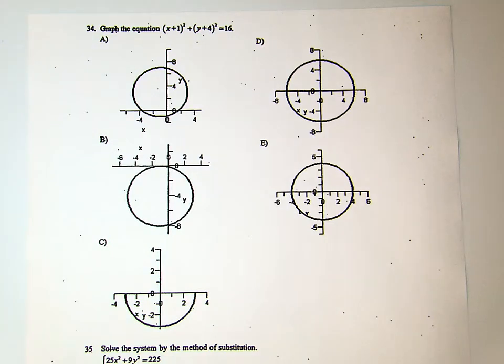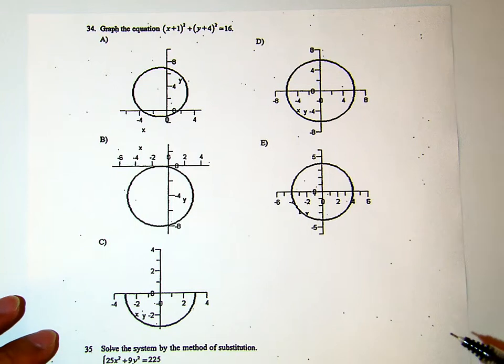The following is for 2008 Math 125 Department Final. In this video, I will do number 34 and number 35. Number 34, graph the equation (x + 1)² + (y + 4)² = 16.